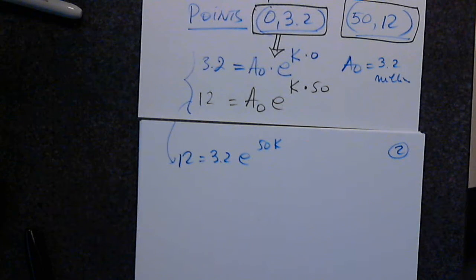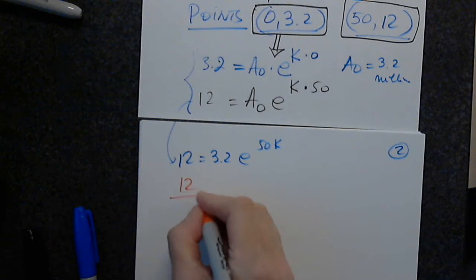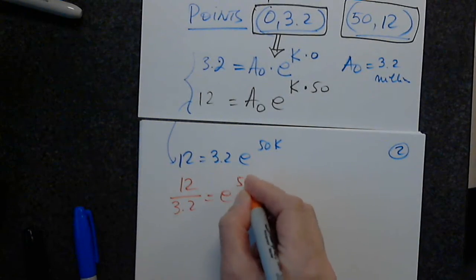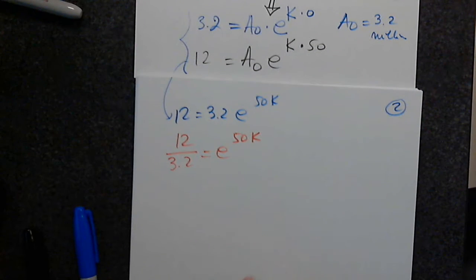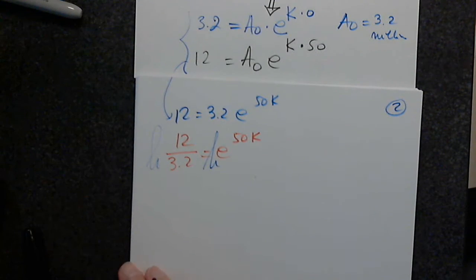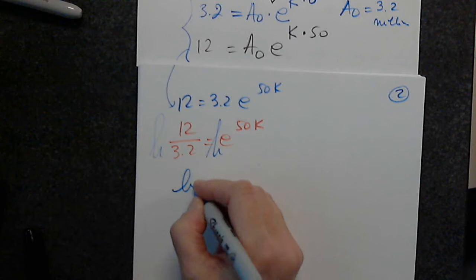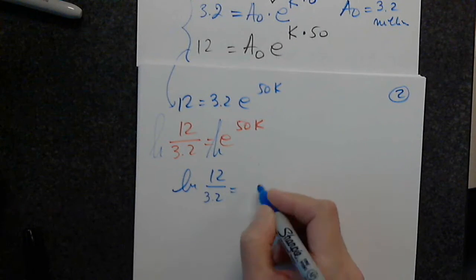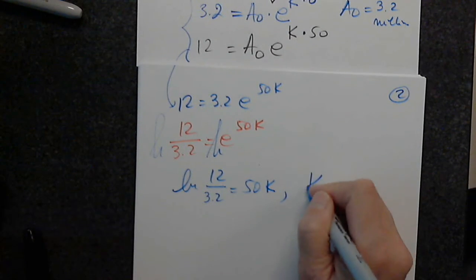Exponential. Excellent. We have to clean it up first. How do I clean this up first? Of course. 12 divided by 3.2 equals e to 50k. Only now I can apply that procedure that solves the equation. What procedure am I referring to? Excellent. Natural log to both sides. So the natural log of 12 over 3.2 equals 50k, and from here I get k.